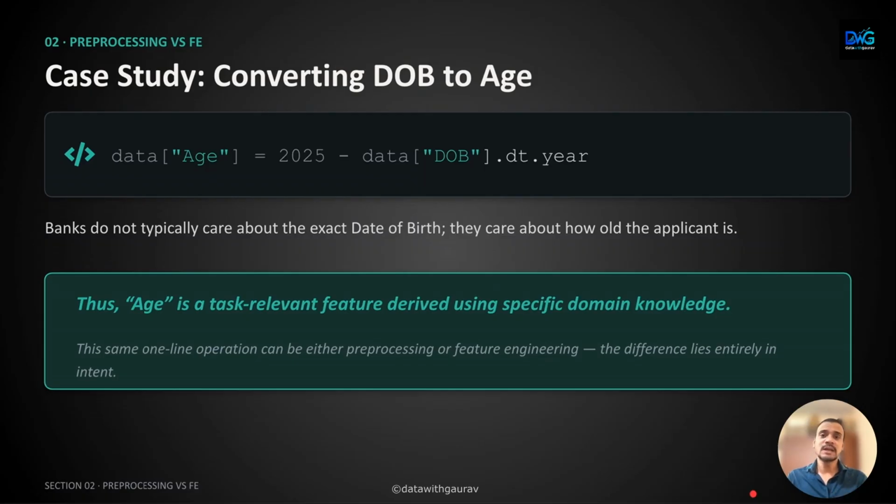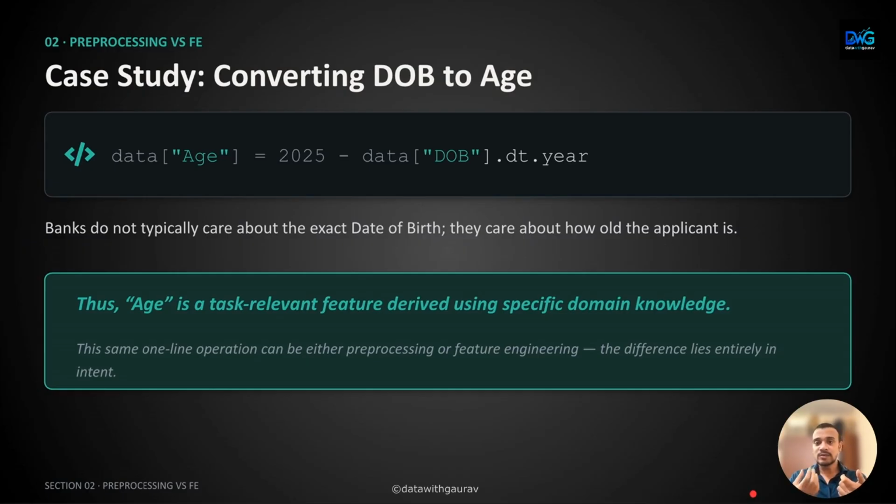Imagine you are building a machine learning model for a bank to predict whether a loan application should be approved or not. And one of the columns in your dataset is obviously the applicant's date of birth. Now you ask yourself, does the bank really care about the exact date someone was born? Not really, right? What the bank is actually interested in is the applicant's age, because age is much more relevant when assessing factors such as financial stability or credit risk. So instead of using date of birth directly, we can calculate the applicant's age using a simple transformation.